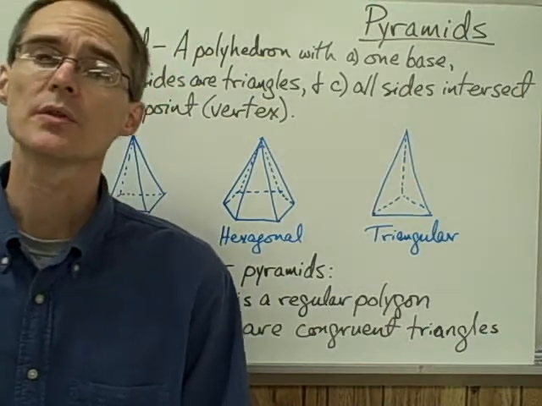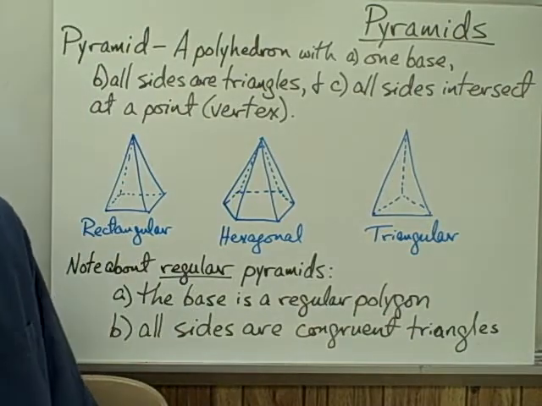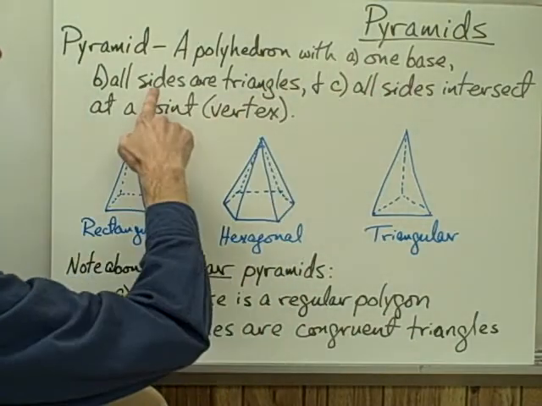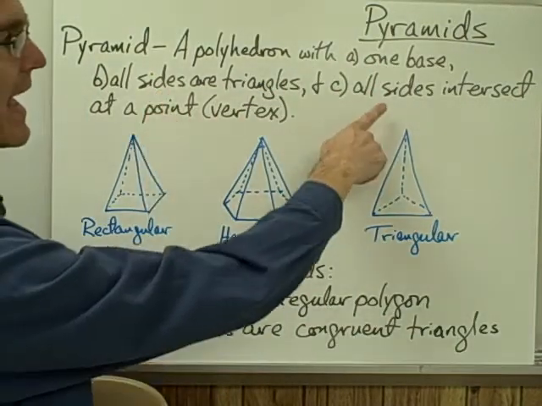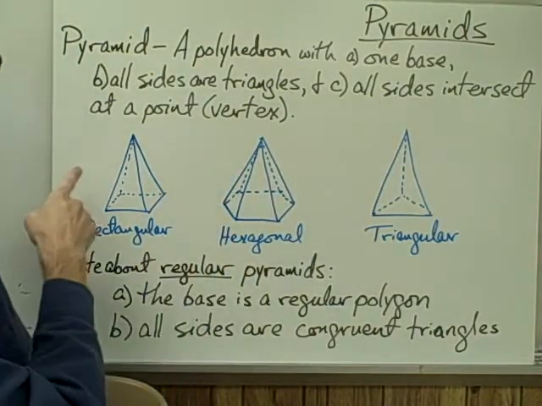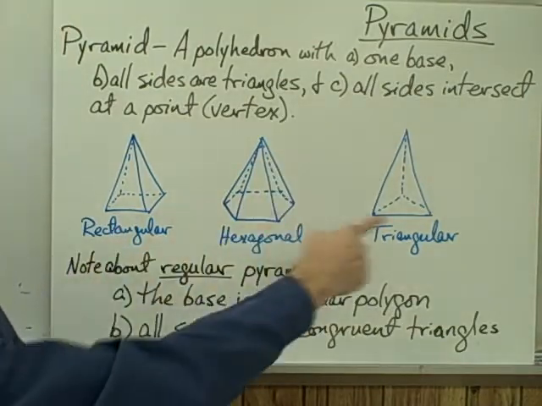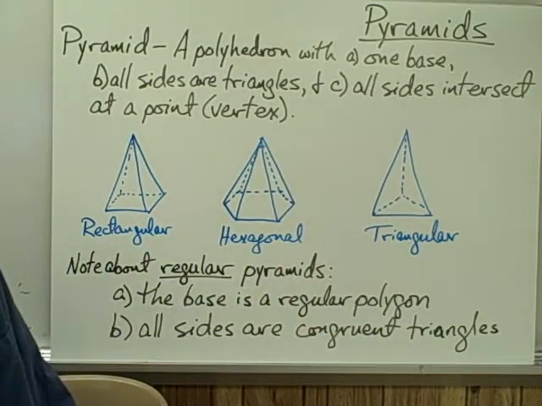Alright, in this video we're going to talk about pyramids. Pyramids are just polyhedrons with one base, all the sides are triangles, and all the sides intersect at a point called the vertex. So the vertex is this top point here where all the sides intersect, and here you can see some examples of some pyramids.